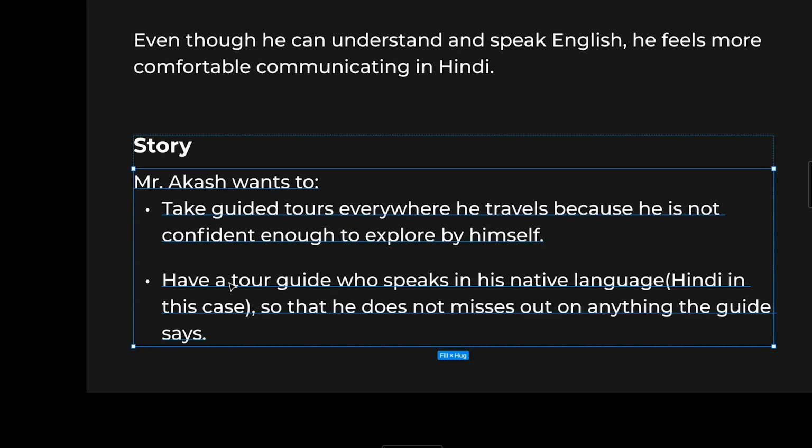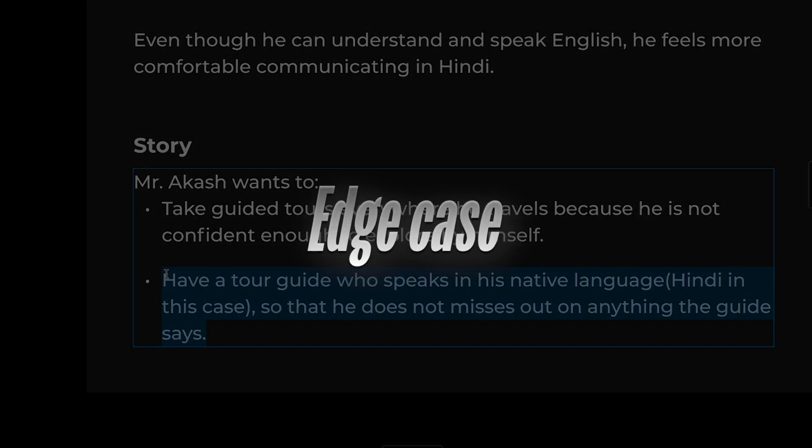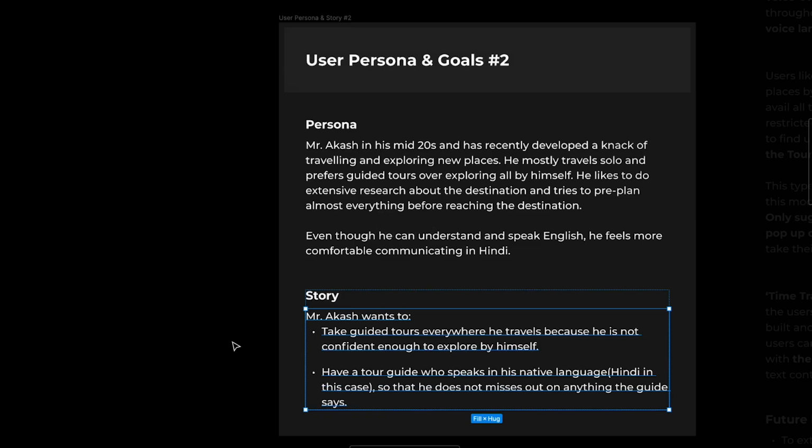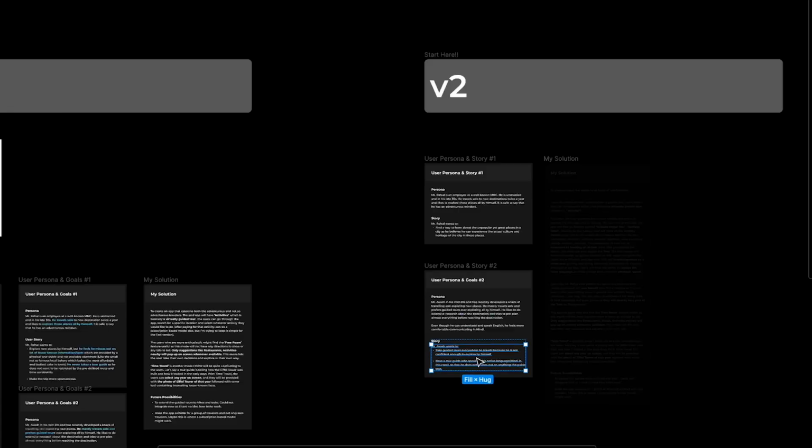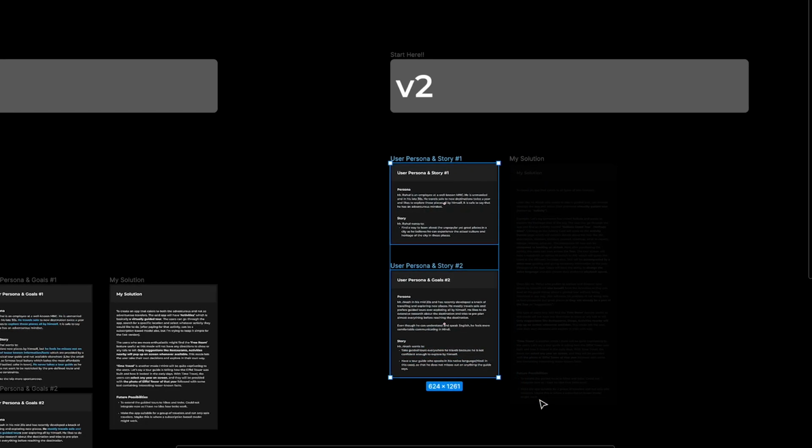Next, Mr. Akash wants to have a tour guide who speaks in his native language, Hindi in this case, so he does not miss out on anything the guide says, right? Now, this is a very, very tiny problem statement, and I would say this is probably 1%. This is like an edge case, right? So here again, even though the user story was created correctly, this is completely invalid, okay?